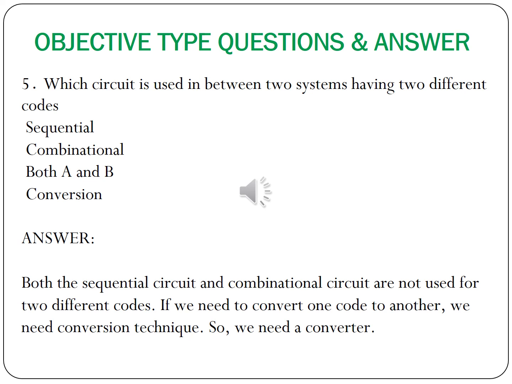So the explanation of the above question is that both sequential circuits and combination circuits are not used for two different codes. If we need to convert one code to another code, we need the conversion technique. So we need a conversion or converter.